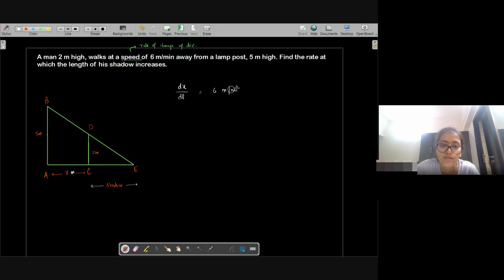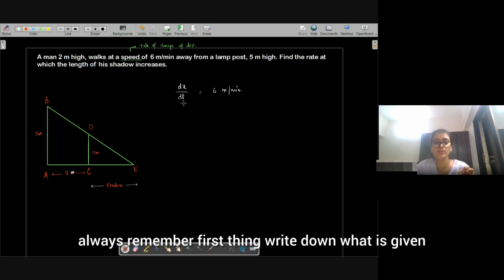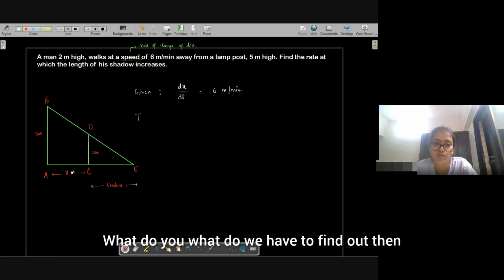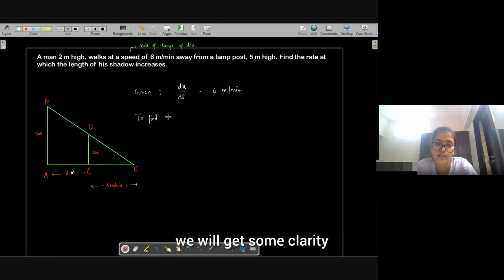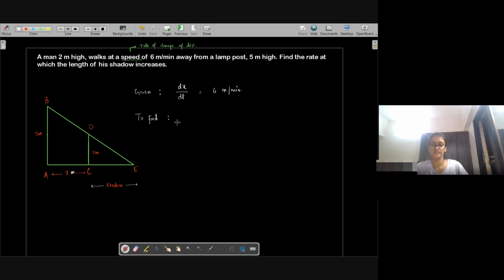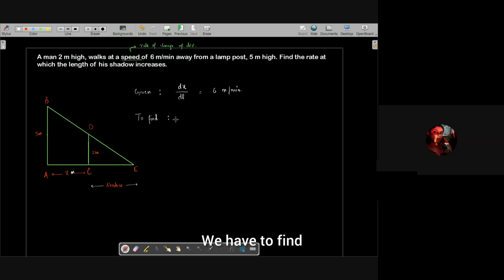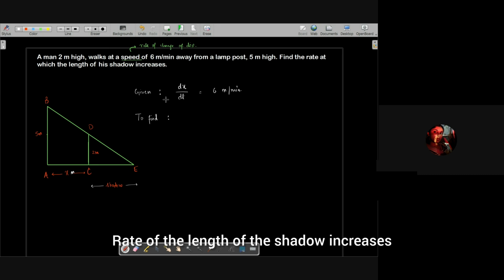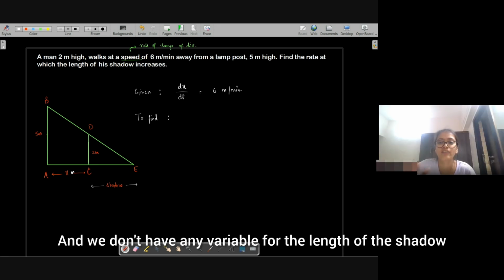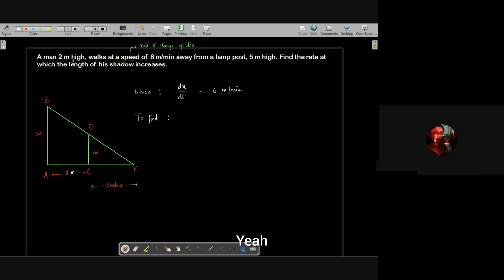We always remember, first thing, write down what is given. Then write what you have to find out, and then we will get some clarity. So what do we have to find out? Mathematically, we have to find the rate at which the length of his shadow increases. We don't have a variable for the length of the shadow, so I think ds by dt.